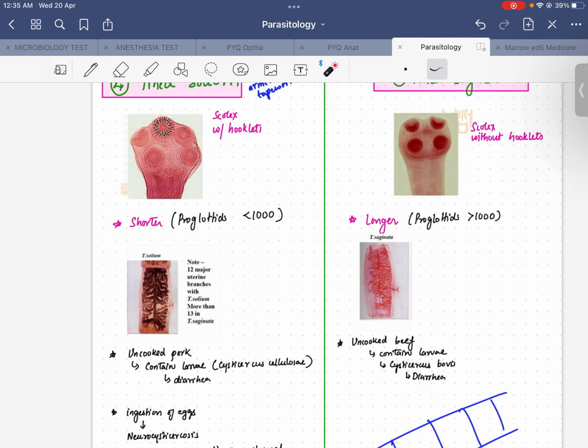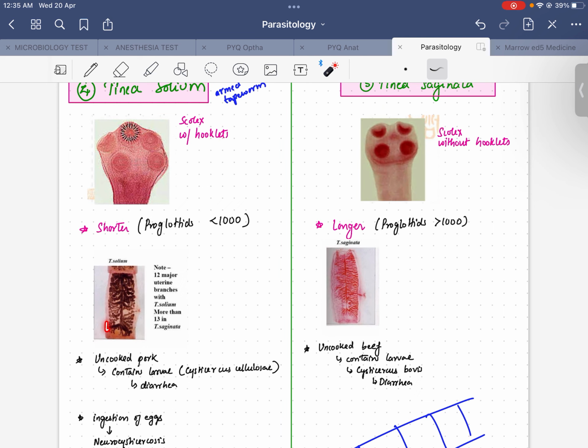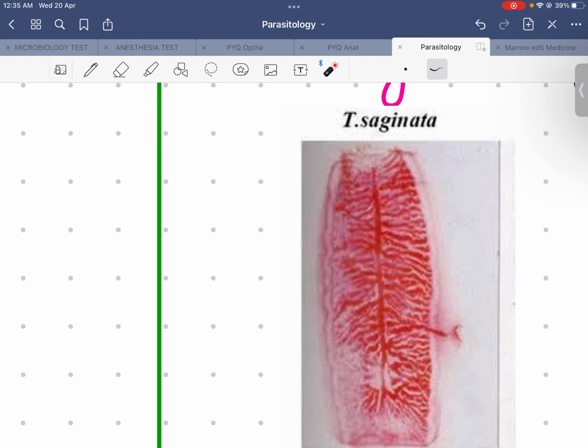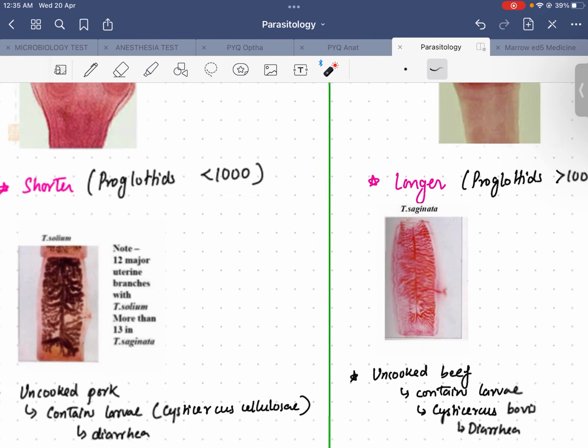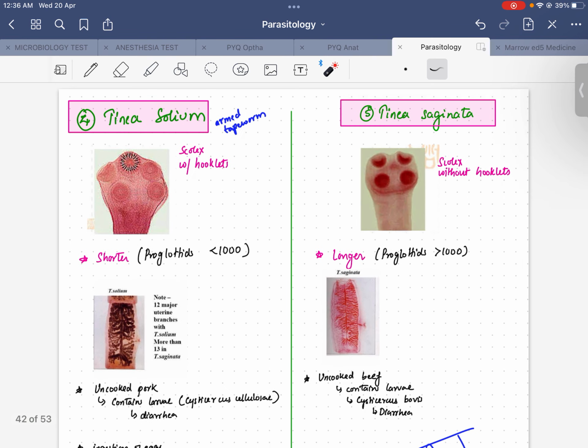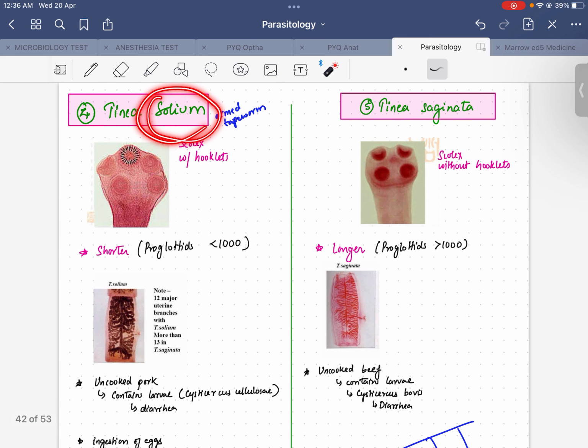Another difference you can find is by looking at the uterus. This is the uterus of the solium and saginata. You can see fewer branches here, and here you can see multiple branches, right? So if you have many branches, that is most likely saginata. How does it get transmitted? What is the intermediate host of solium?